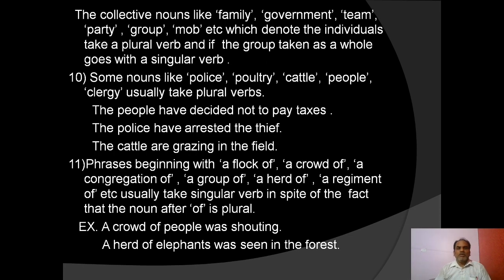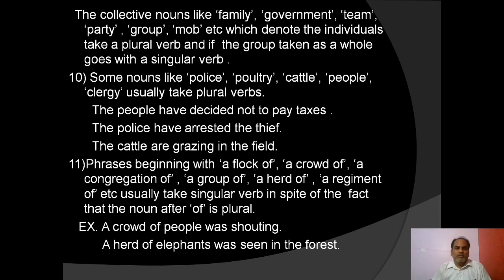So let us discuss the collective nouns. Collective nouns like family, government, team, party, group, mob, etc., which denote the individuals, take a singular verb, and if the group is taken as a whole it goes with a singular verb. We should keep this in mind.